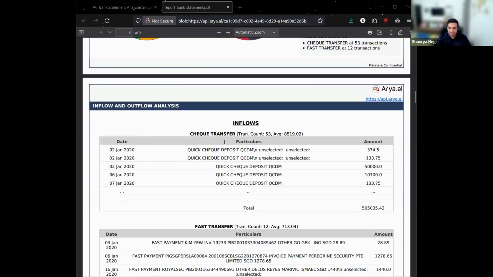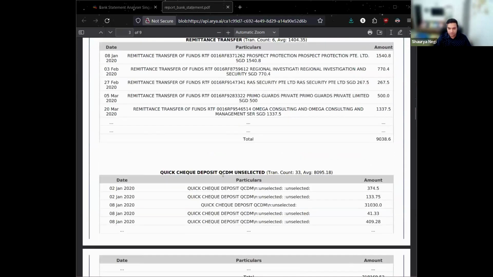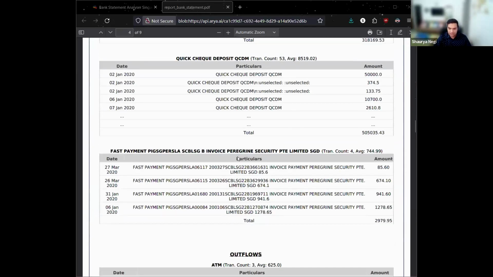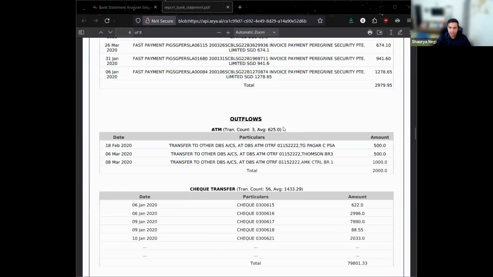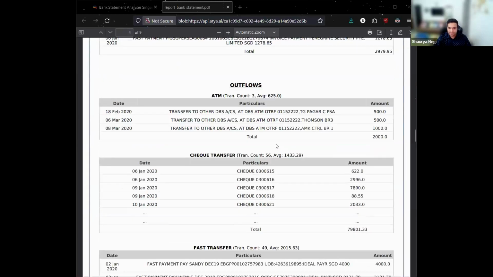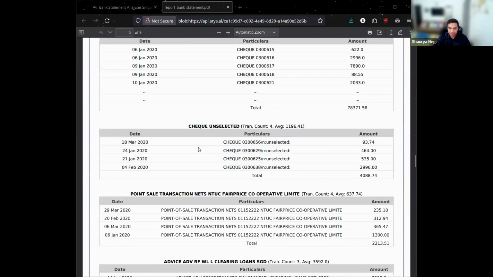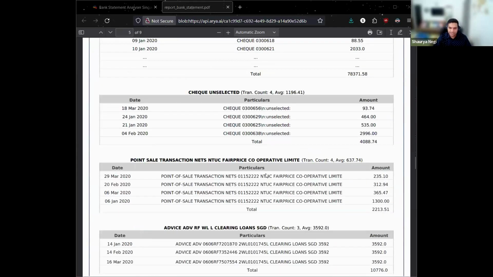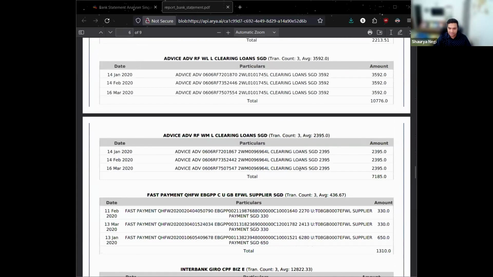All the inflow related transactions, check transfer, fast transfer, remittance transfer, quick check deposit, fast payment to Peregrine security, all the outflow related transactions such as ATM, check transfer, similar to what there was in the Excel output, points in POS transfer, again in the output analysis.